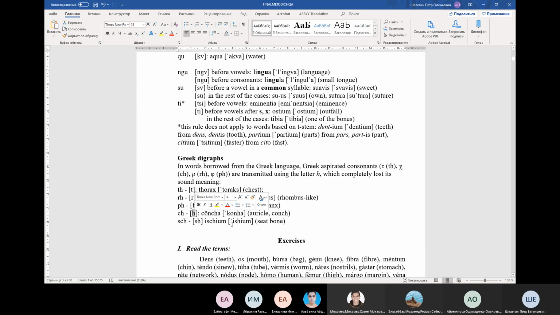And the combination of s, c, h, derived from both c, h and s, will sound like sh. So the seat bone would be ischium. Ischium.